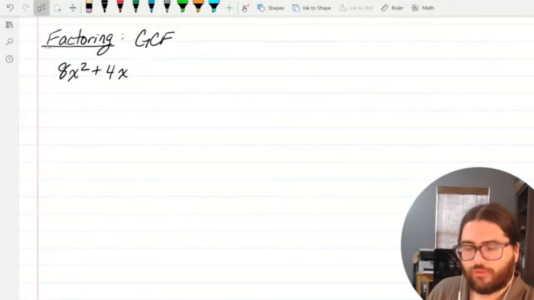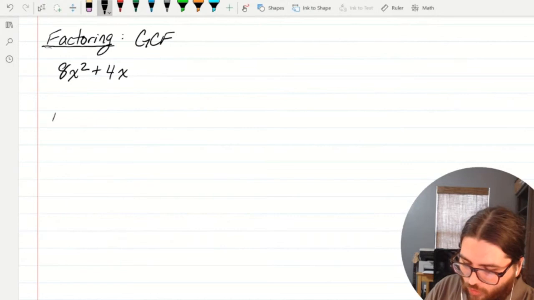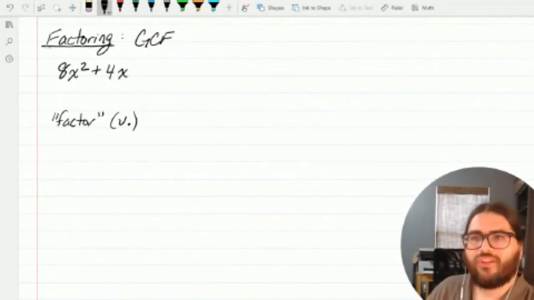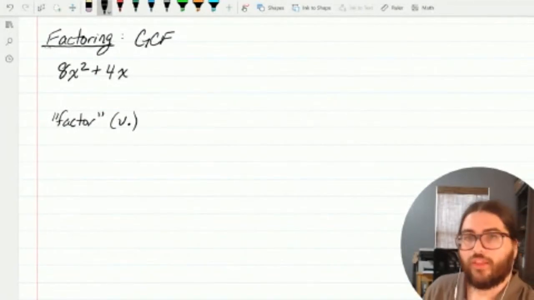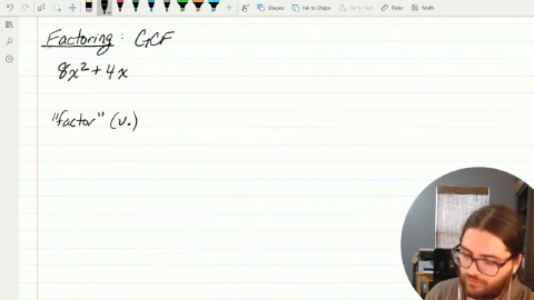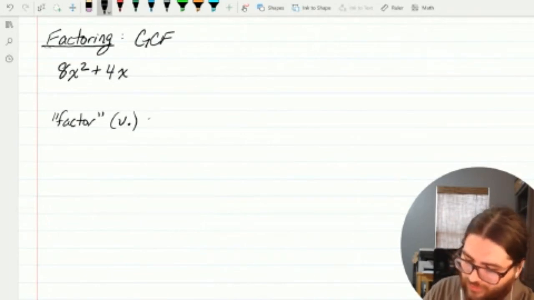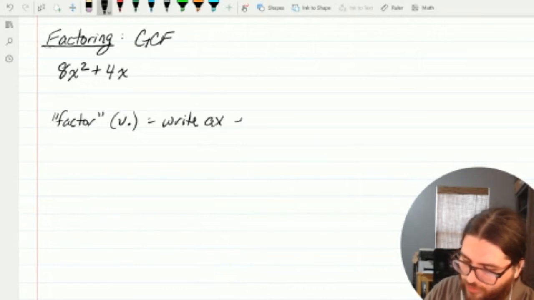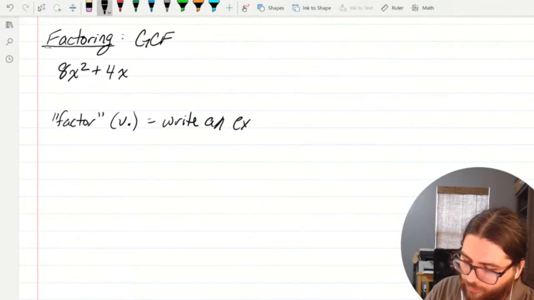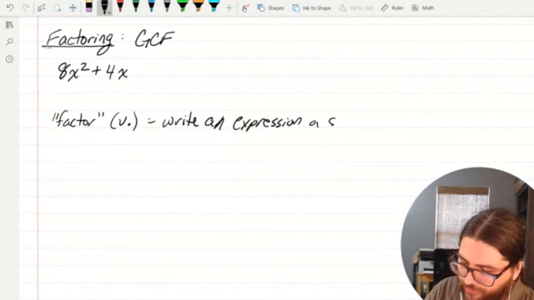There's a little bit of vocabulary for us. We factor as a verb. So when I say to factor something, that means to write it as a set of factors. Oh, that's interesting. Write an expression as a set of factors.